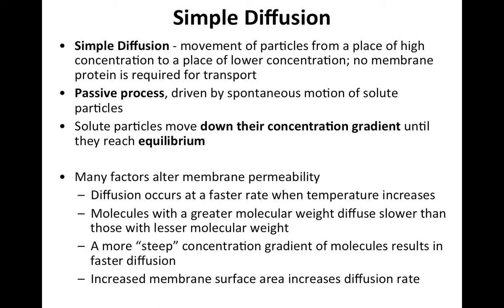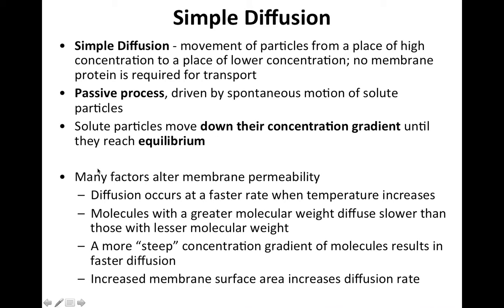We next move to simple diffusion. So diffusion itself is just the movement of particles from a place of high concentration to a place of lower concentration. What makes this simple is that the chemistry of these particles does not require any kind of a membrane protein for their transport. Since these particles are moving from high to low concentration, this is actually a passive process. You don't require any ATP to facilitate this motion. The idea here is that solute particles will just continue to move down this concentration gradient until they reach equilibrium.